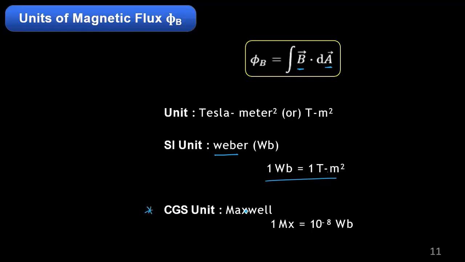There is another CGS unit that is called the Maxwell. Not so popular, but the unit is important because in some situations the Maxwell unit is also being used. So 1 Maxwell equals 10 to the power minus 8 Weber. Okay, this has to be kept in mind: 1 Maxwell equals 10 to the power minus 8 Weber.